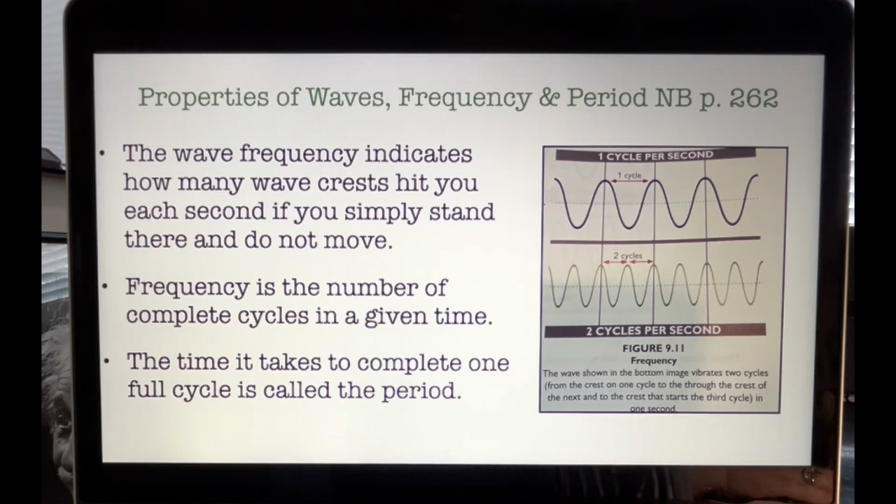For the 1 Hertz wave in the top image, the motion starts at the crest, dips down through the rest position to the trough, then back up through the rest position to the crest again. It repeats the same vibration in the next second. Any motion that repeats at a regular time interval is called periodic motion. The time it takes to complete 1 full cycle is called the period. For the ocean waves hitting you while you stand in the water on the beach, the period would be the time between one crest and the next.